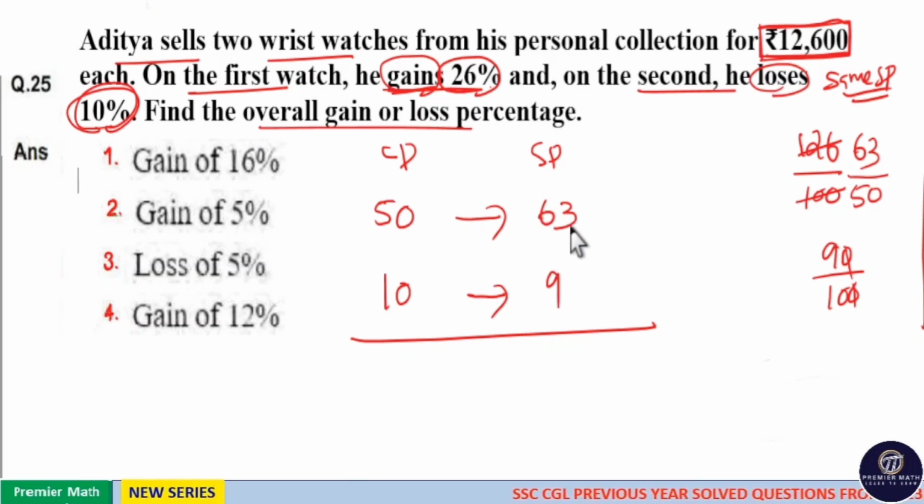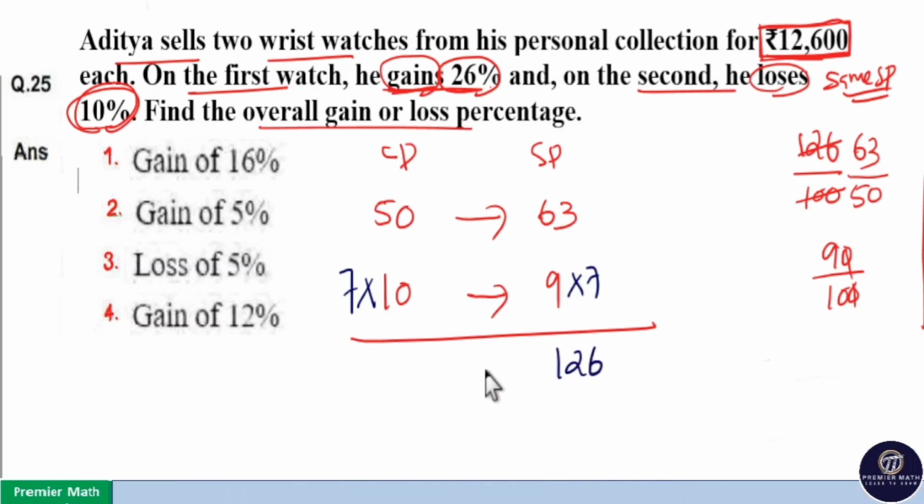Here one selling price is 63 and one is 9. So we have to equalize it because the question says it. So here this is 63. If I multiply 9 with 7, this will become 63. Now selling price is equalized. But when I multiply selling price with 7, I should multiply cost price with 7 in order to equalize this part. Now total selling price is equal to 63 plus 63, 126. And total cost price is equal to 50 plus 70, that is 120.